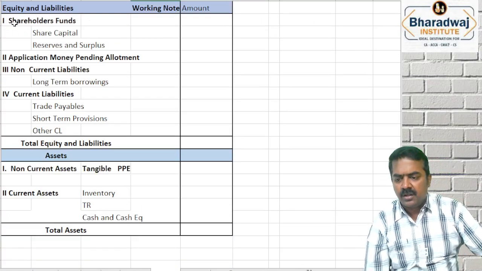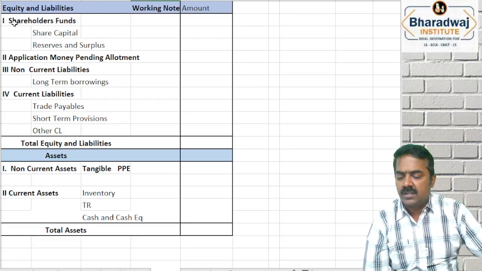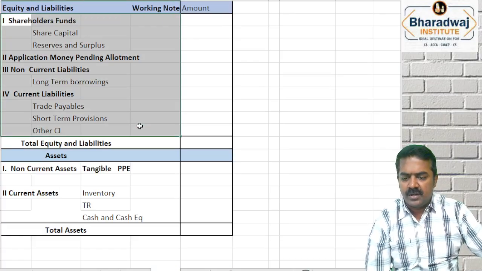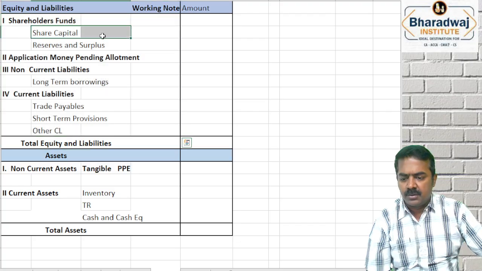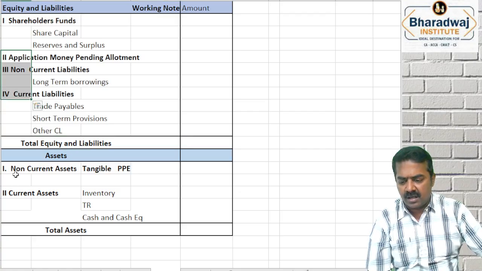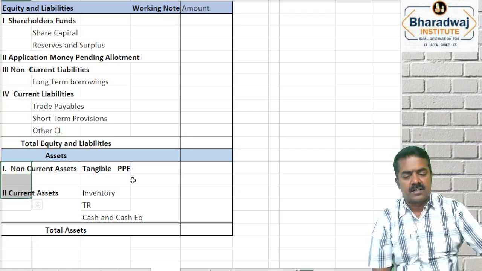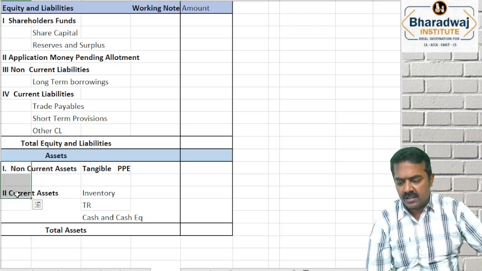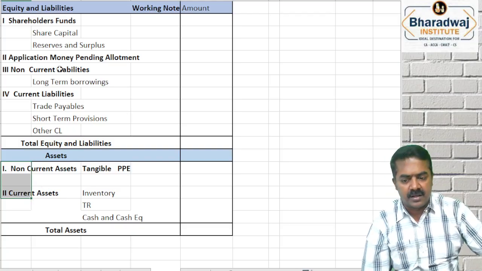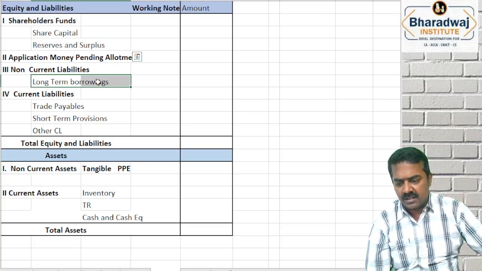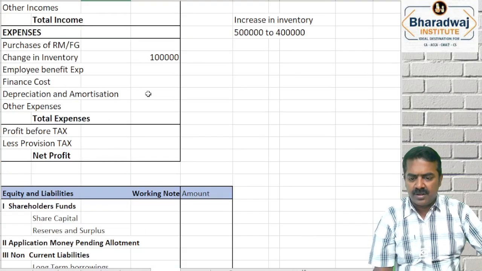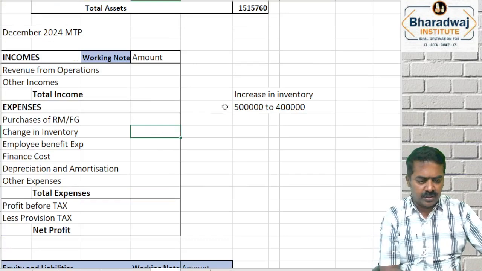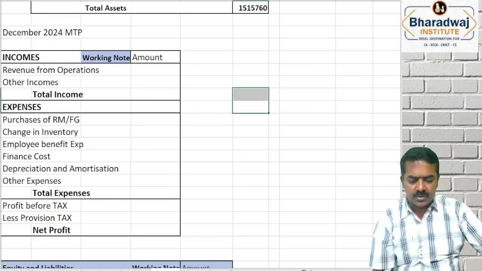Of course, we prepare assets with, of course, equity and liabilities, which includes share capital, reserves and surplus, then non-current and current liabilities, non-current assets and current assets, like that we represent. These four main headings and two headings on the asset side are important. Inside, if there is a line item, you write it, otherwise just ignore it. So this is just about introduction to format of the final accounts.